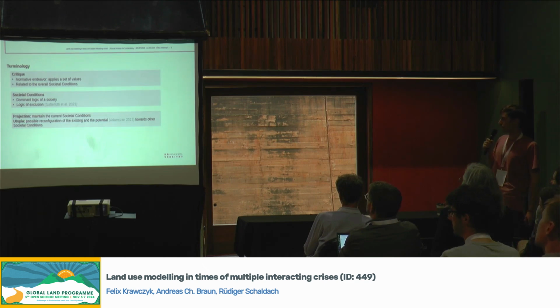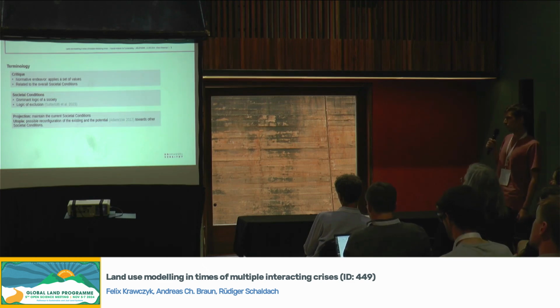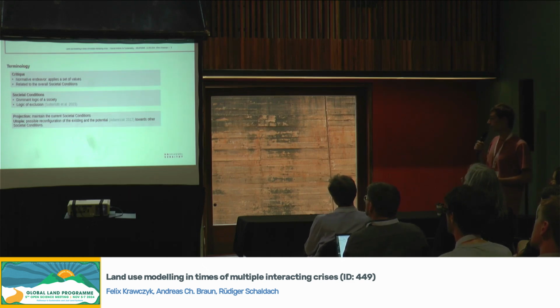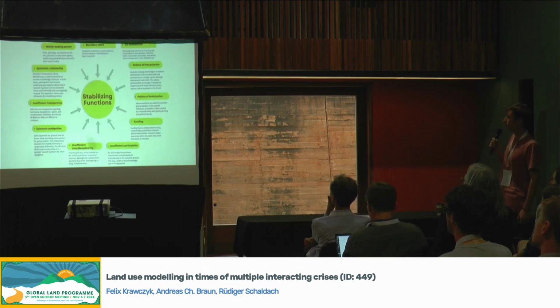And I further want to define projection as a future that maintains the current societal conditions, and a utopia, following Venier-Cambron, as a possible reconfiguration of the existing and the potential towards other societal conditions. Okay. So how did I come to that?